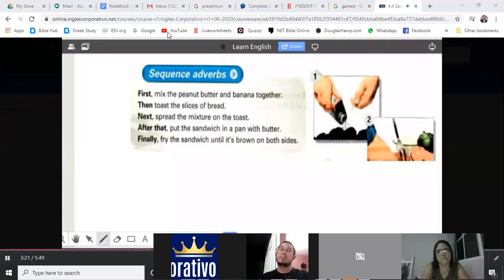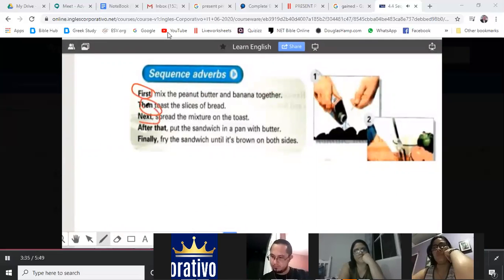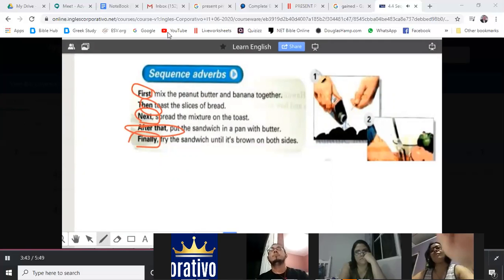And what we basically did was that we organized our ideas and we explained, in this case, a food recipe. We use sequence adverbs to do this. And so as I mentioned, we use first, then, next, after that, and finally. And what I would like to point out here is that all of these words are synonyms. What this means is they're the same word, right? They mean exactly the same thing.